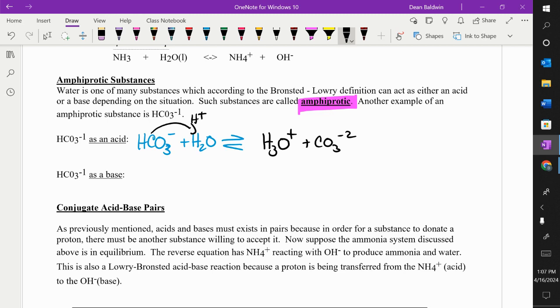And remember the charges have to balance as well, right? What's the charge on this side? Minus 1. What's the charge on this side? Plus 1 and a minus 2, so minus 1. They balance. All right, but it can also act as a base. So the base is, we have HCO3 minus, plus we have water. If it acts as a base, it's accepting a proton. So it's going to form, come on.